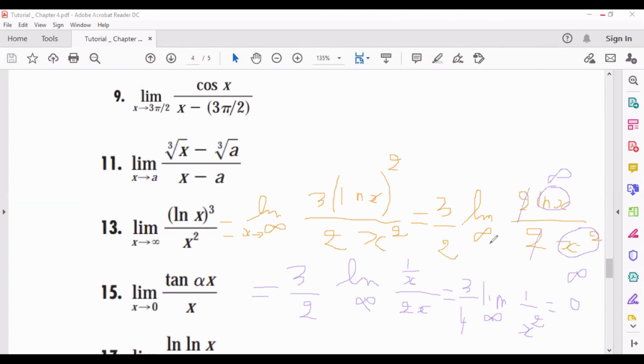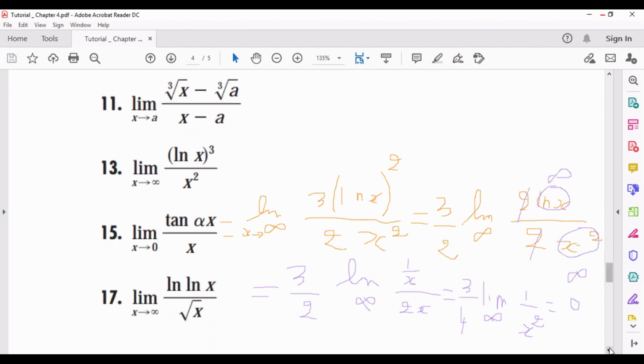We apply the rule a second and third time and we find the solution. Is it clear, guys? Sometimes I need to apply my formula more than once, in more than one step. Clear? For example, try to do 17. It's something like that. We will find 0, but we apply the rule more than once.